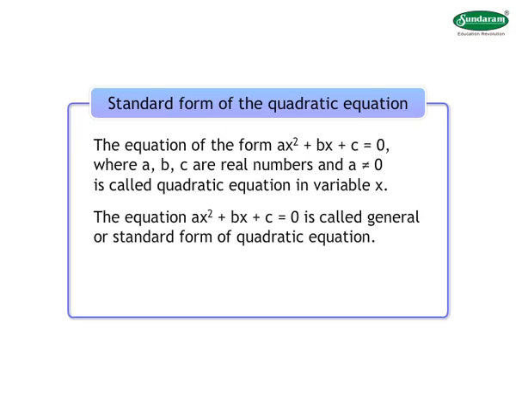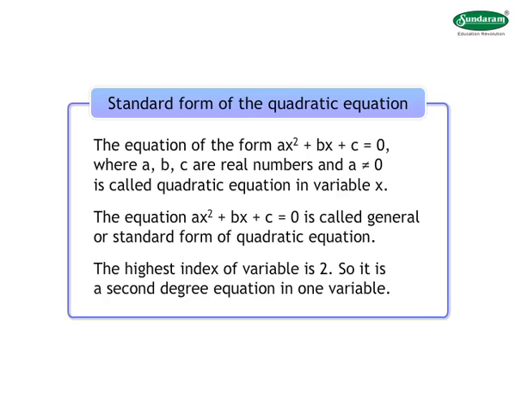The equation ax square plus bx plus c is equal to 0 is called the general or standard form of the quadratic equation. The highest index of the variable is 2. So, it is a second degree equation in one variable.